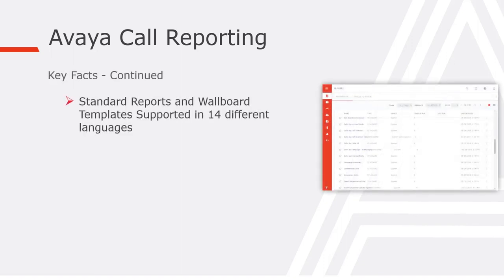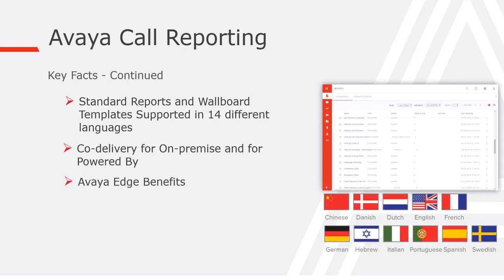Some other key facts. The standard reports and real-time wallboard templates are supported and available in 14 different languages. The support model is co-delivery for both on-premise and powered by. This counts towards your Avaya Edge benefits, so you purchase at your GEM status and it counts towards achieving your GEM status. So this is a true Avaya product, Avaya branded through Avaya.